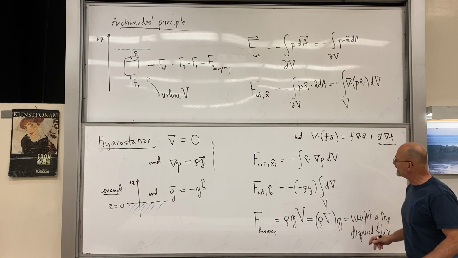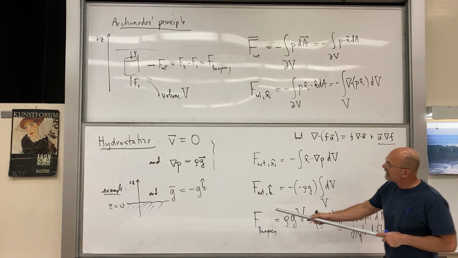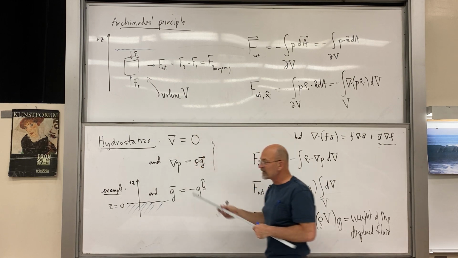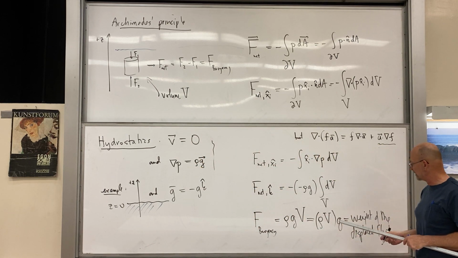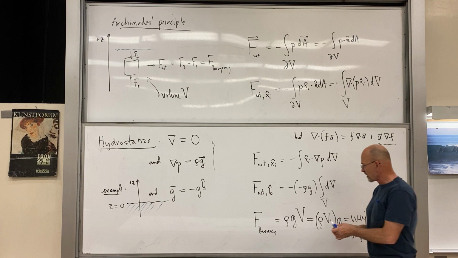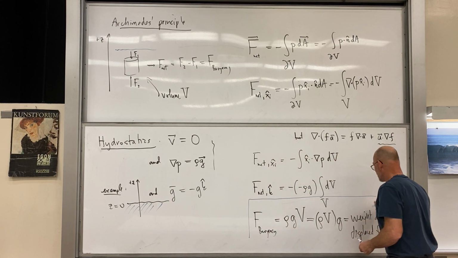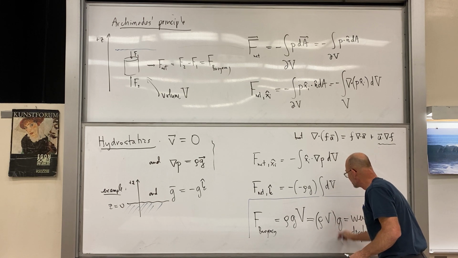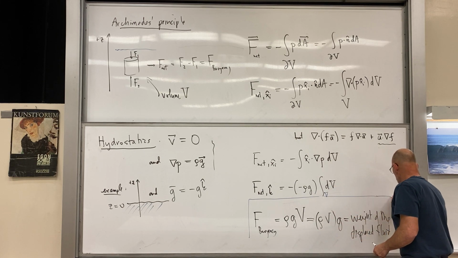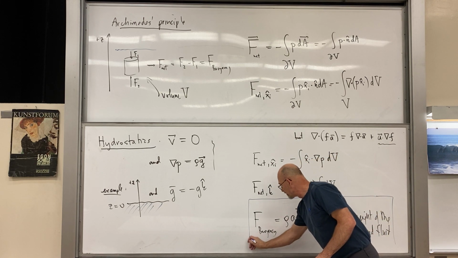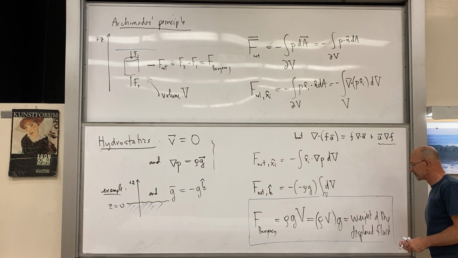Right? And this density has nothing to do with the object. This density is the density of the surrounding fluid. Okay, there's our Archimedes Principle. Oops, that B belongs up here. Here's our Archimedes Principle. That's the buoyancy force, the weight of the displaced fluid.